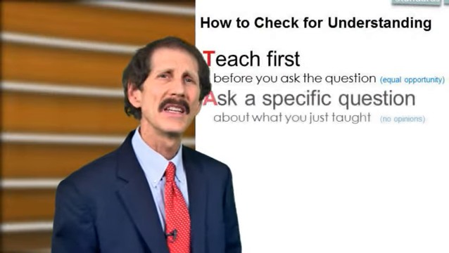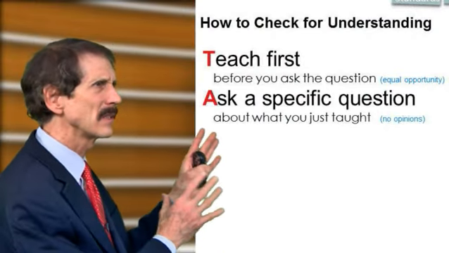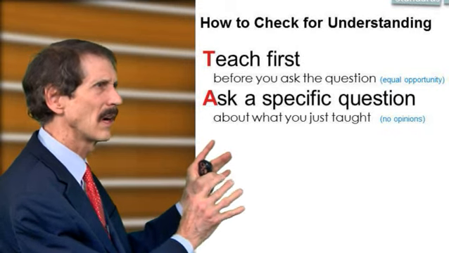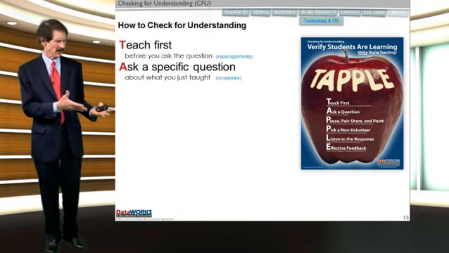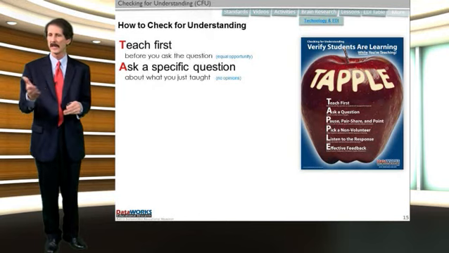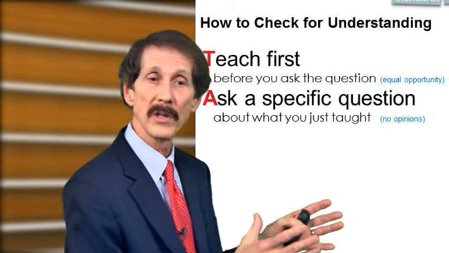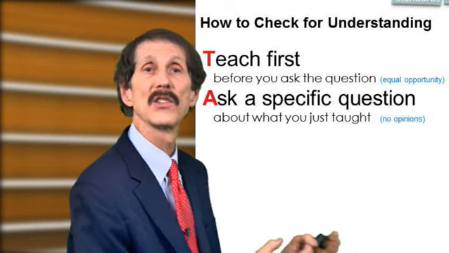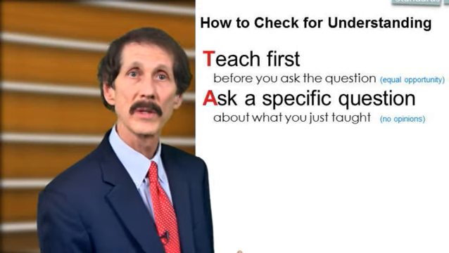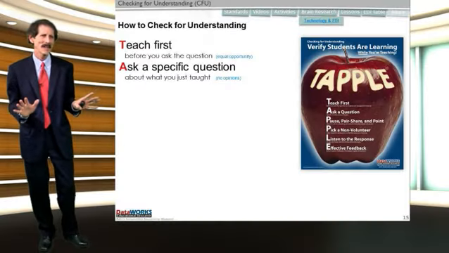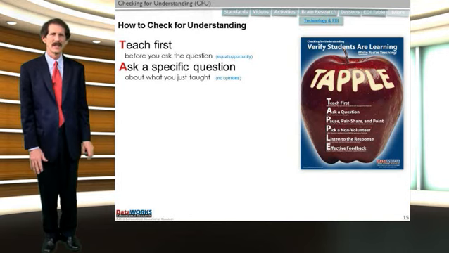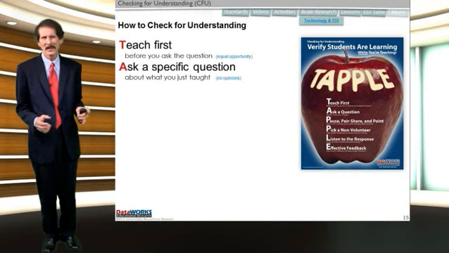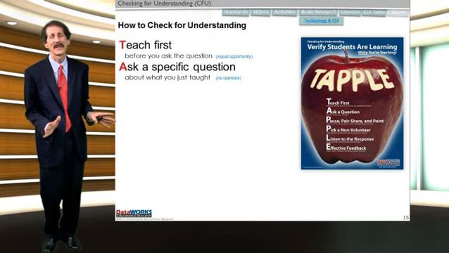Let's look at the A in TAPLE. Ask a specific question about what you just taught. No opinions. Now, specific might mean, students, how did I solve this problem? Or it could be, students, how did you just solve this problem? And of course, you could ask a concept-based question. What does the answer mean? Tell me in your own words what the definition is. Avoid these type of questions: Does everybody understand? Do you know how to solve it? Those type of questions are opinion problems, and most students won't self-identify.